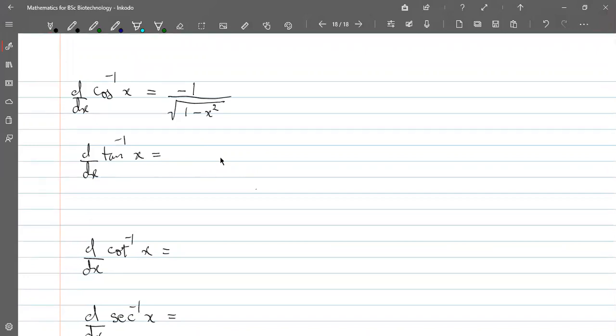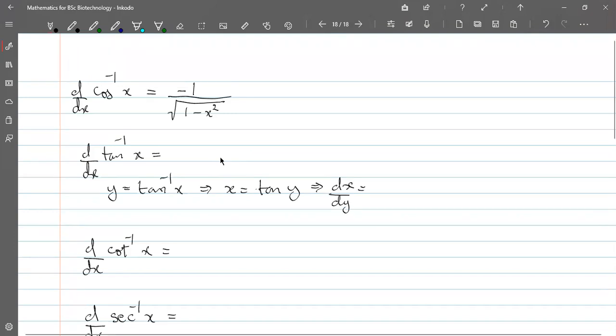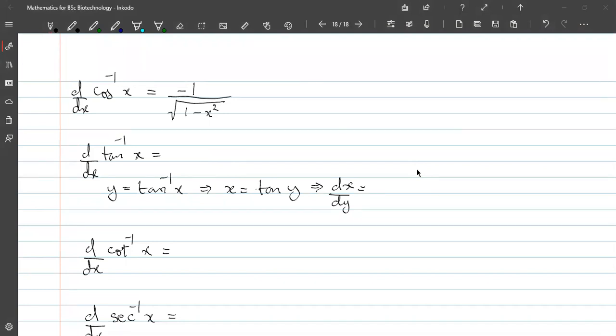So let's start with tan inverse x. We write y equals tan inverse x, which means x is equal to tan y, and therefore dx by dy is equal to the derivative of tan y with respect to y. We know the derivative of tan is secant square, so this will be secant square of y.